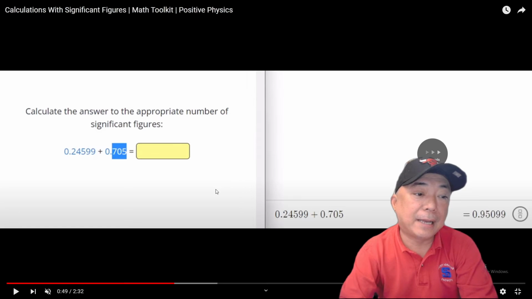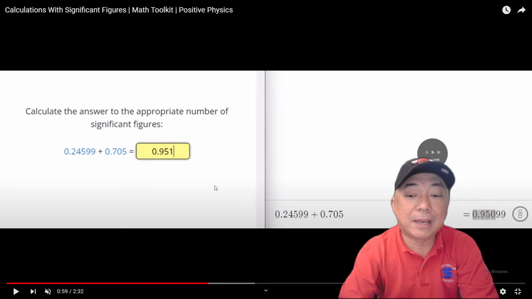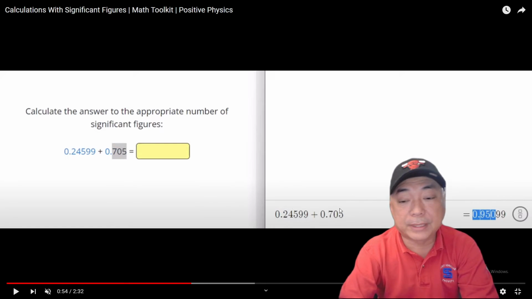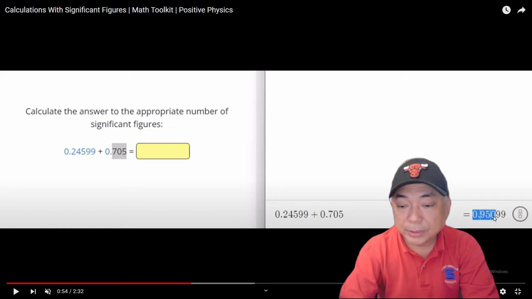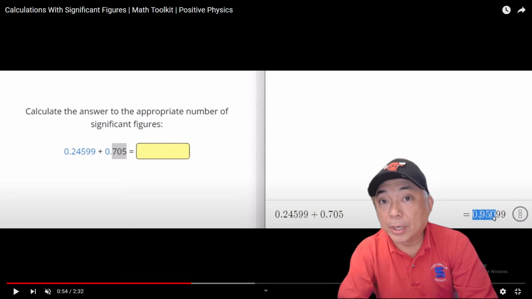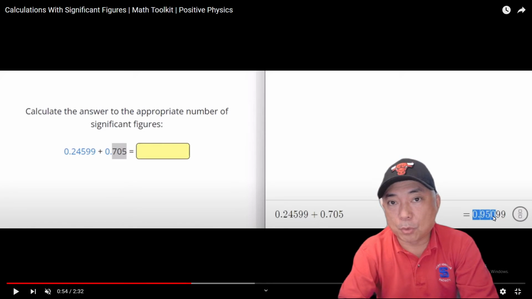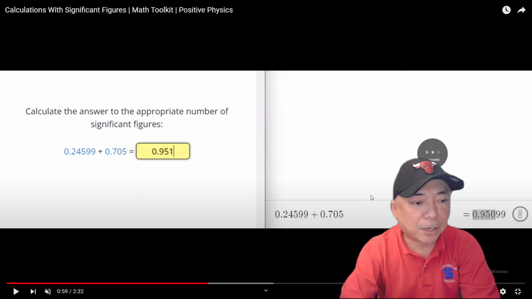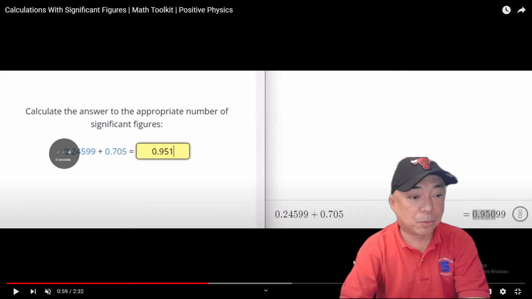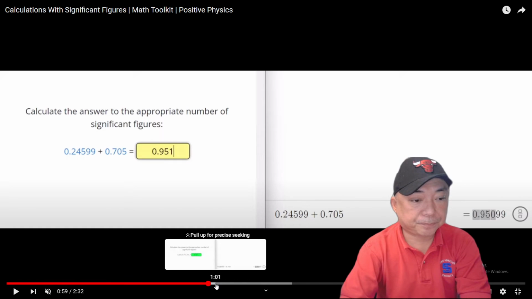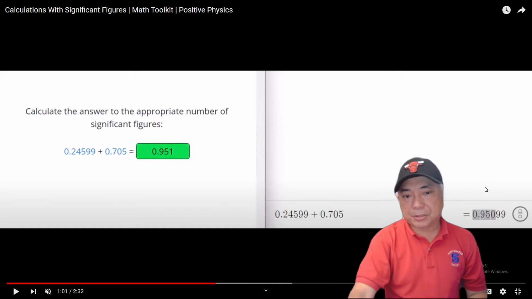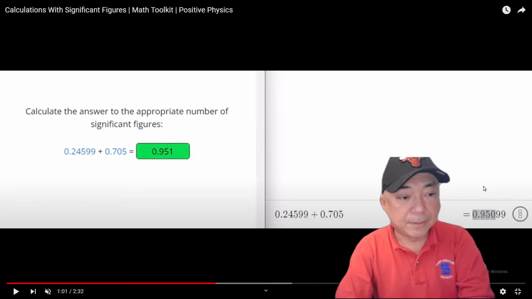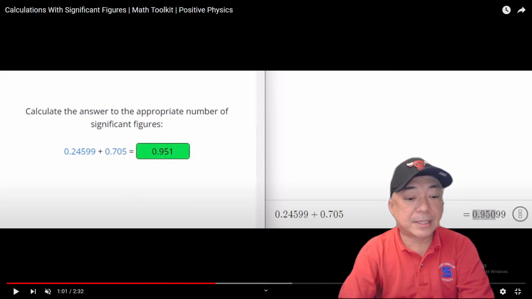So if we start adding it, the number next to 0 is 9, which is more than 5. So therefore we round up the 0 to 1. And the answer would be 0.951. There you go. And that is the correct answer. 0.951 is the correct answer. So easy, right? Let's go ahead with the second example.